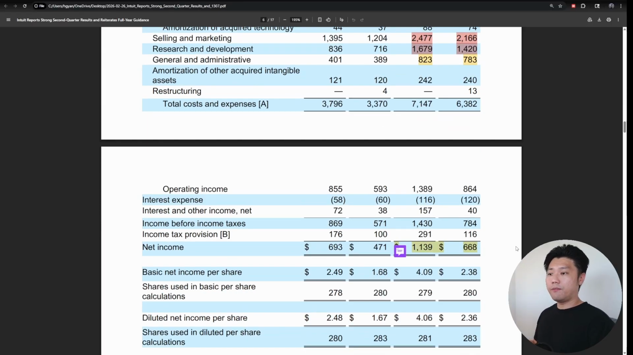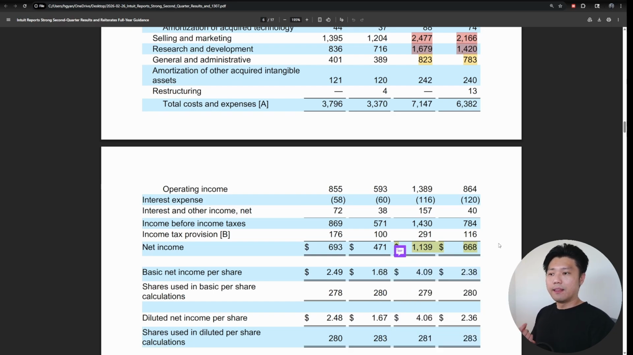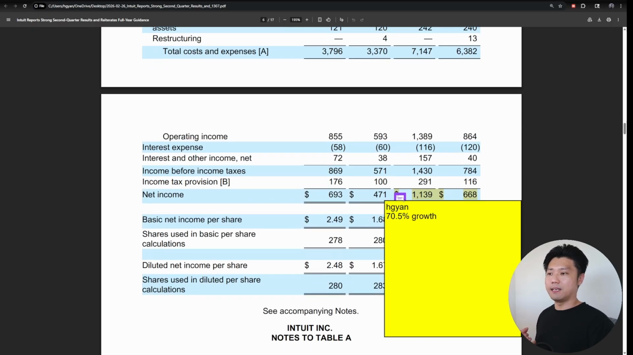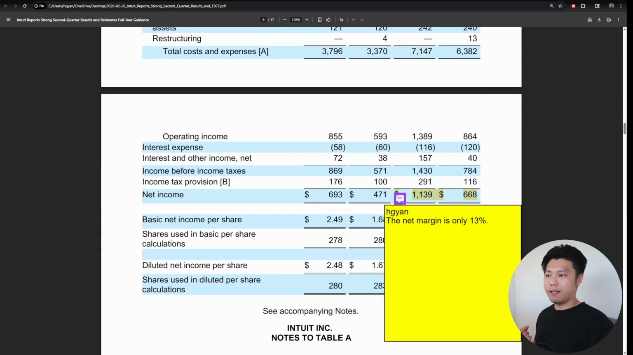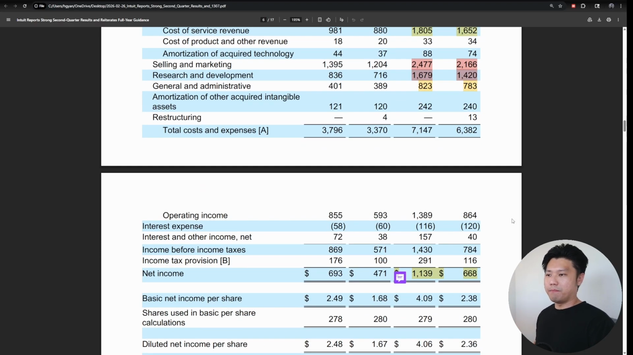Okay, now overall the net income is growing 70.5%. That is a very, very solid growth. Nevertheless, one of the things that I do not like, and I put down a comment right here, is that the net margin is only 13%. So it doesn't really have a lot of purchasing power in terms of the net income. The thing is that if something swings the other way, for example the cost is going up, the bottom line is going to be punished.